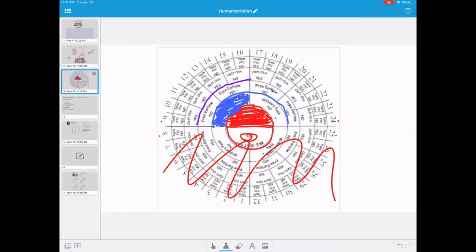So now my choices are here. You can see I'm starting to narrow down my numbers too. So it only goes from 9 to 16 now. My numbers are somewhere in there. Now, free earlobes, I happen to have both.